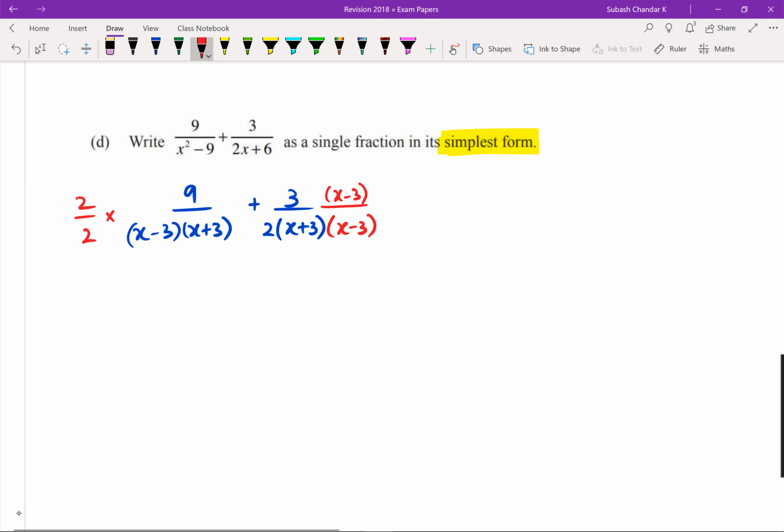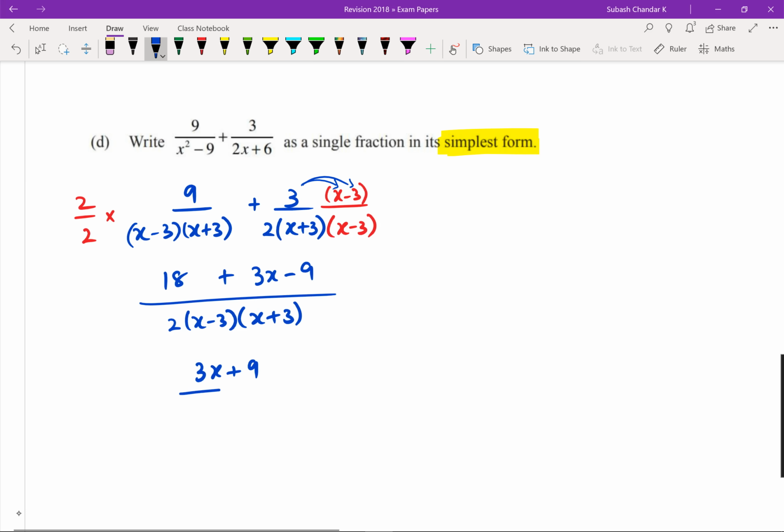So now by doing this, in my numerator on the left-hand side, I've got 2 times 9, which is 18, plus 3 times x on the right-hand side is going to be 3x, and 3 times minus 3, which is minus 9. And the whole thing is now divided by 2x minus 3, x plus 3. Now 18 take away 9 is 9, so you've got 3x plus 9 over 2 times x minus 3 and x plus 3.